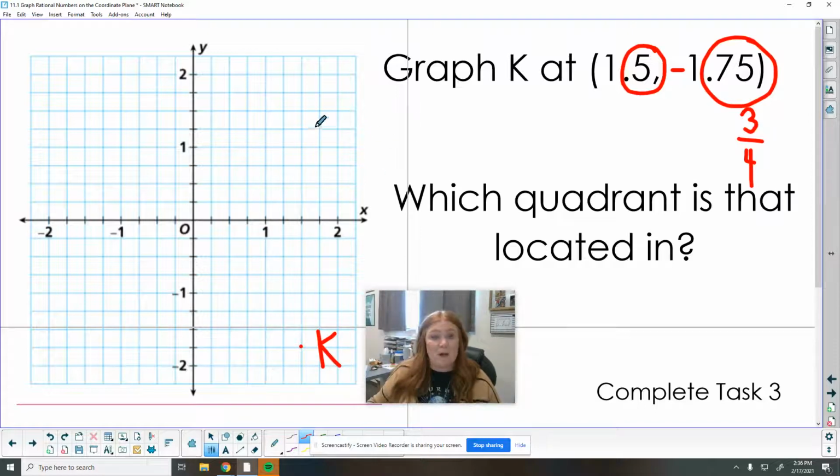So then remember, our quadrants start here at 1, 2, 3, 4, and just work their way around. So go ahead and complete task 3 and come back when you are ready to do task 4.